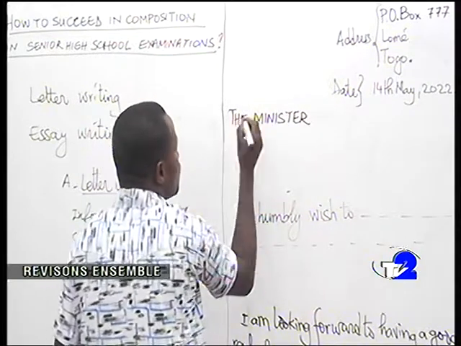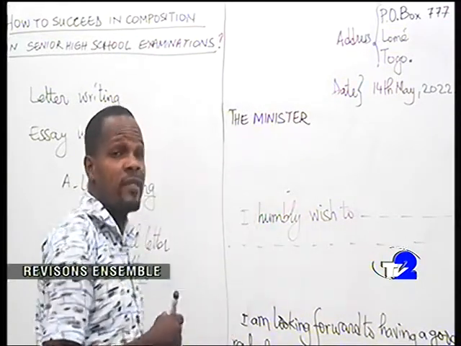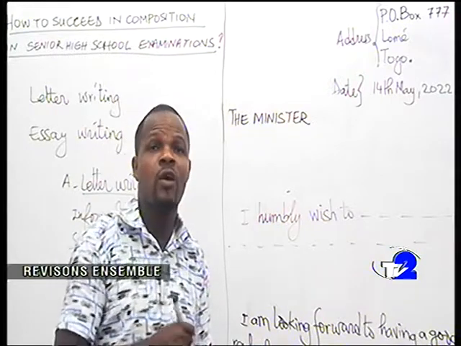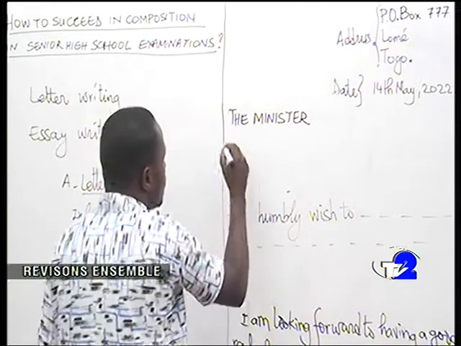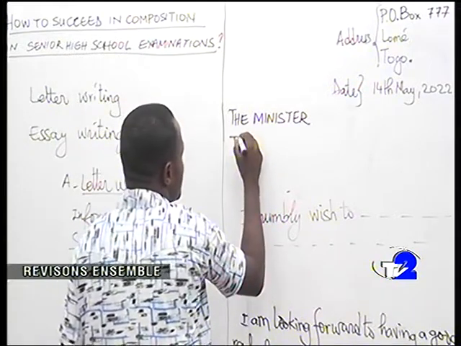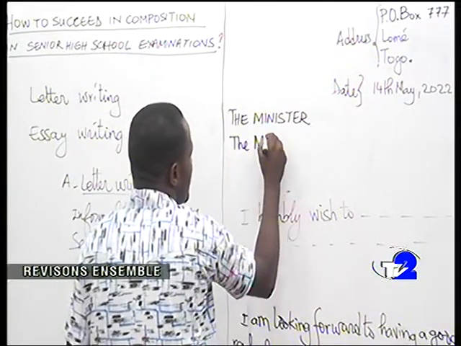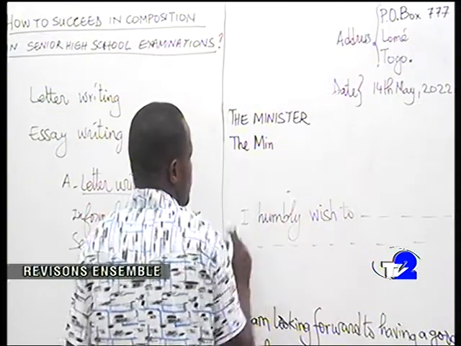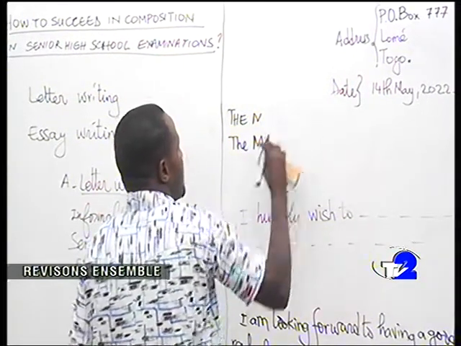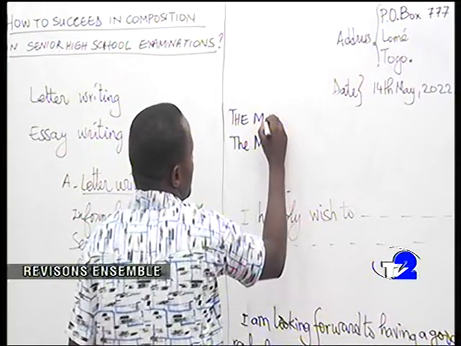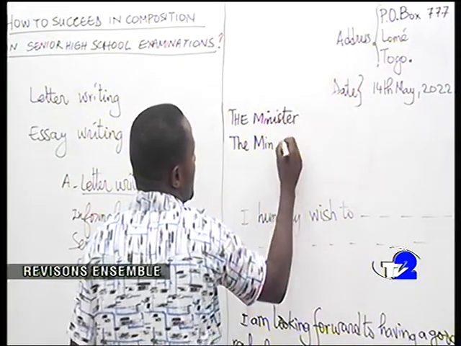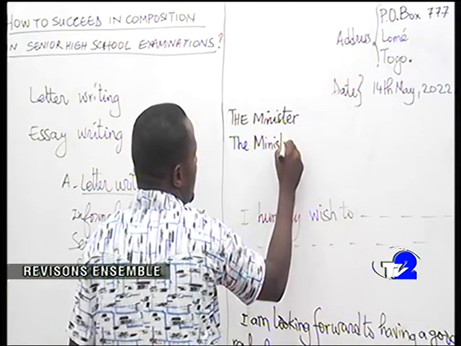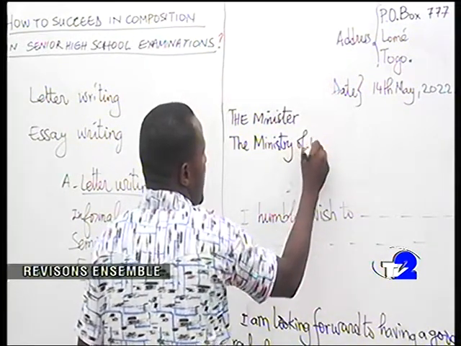Then you write what? You go online, you write where he works. The minister is working at the Ministry of Education. So you write the ministry, or you can also write it like this. Instead of capitalizing it, you can write the ministry, just like this. Minister, sorry. Then the Ministry of Education.